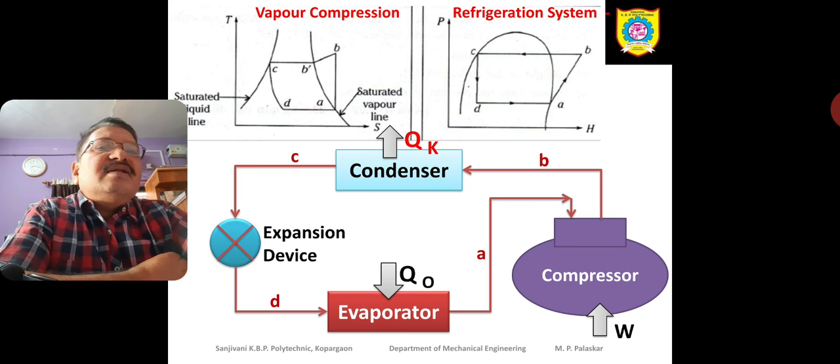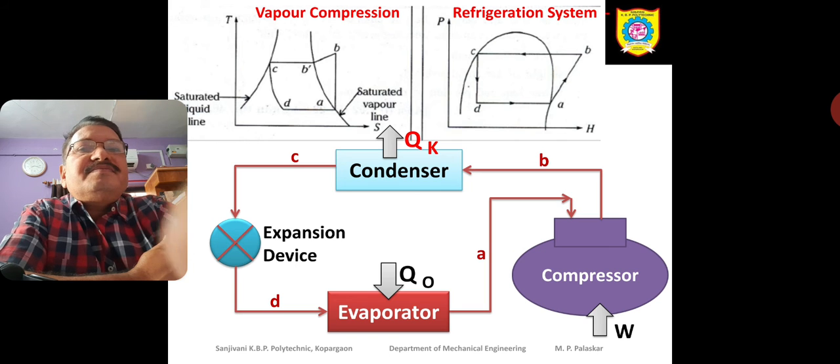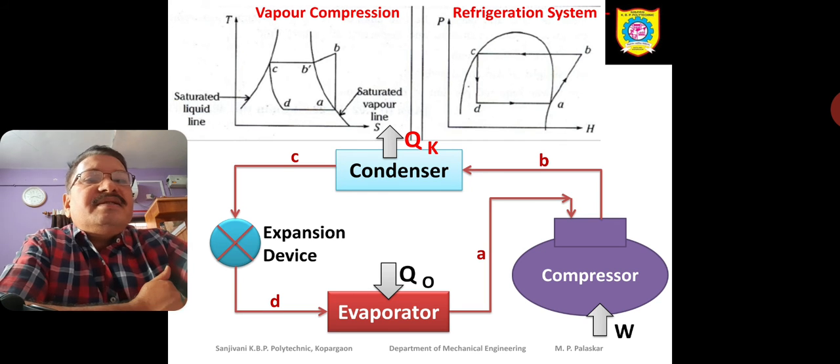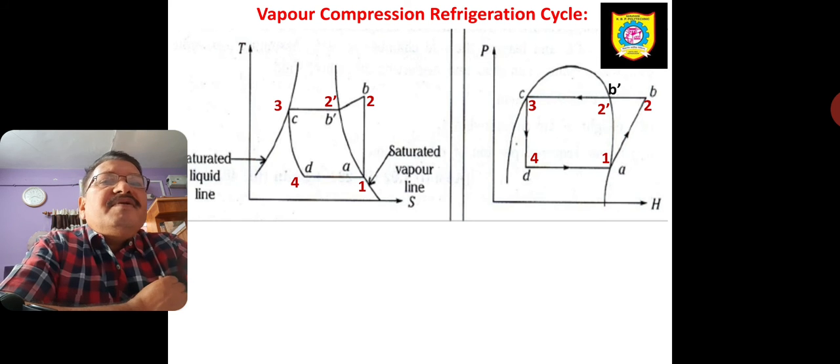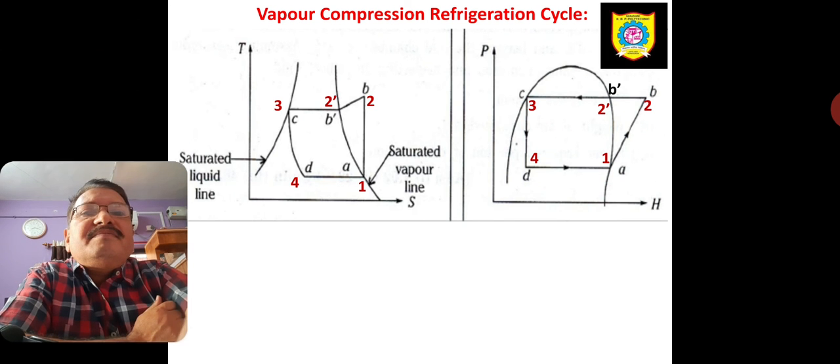So we can see the TS diagram and the pH diagram. First process is AB, then second BC, third CD and DA. So these are the four processes which take place in the various devices like compressor, condenser, expansion device and the evaporator. Now let us again study this with the help of the pH diagram and the TS diagram only. So you can see here the TS diagram.